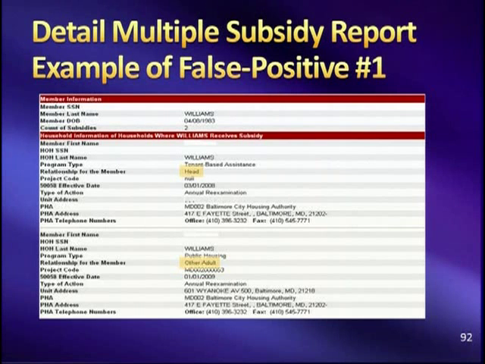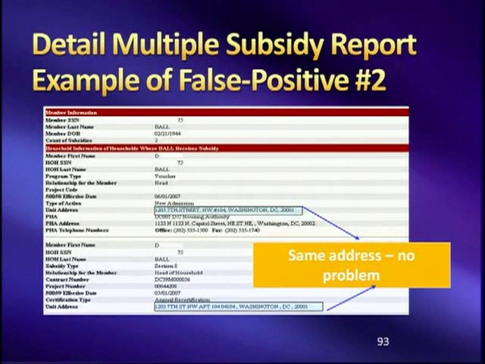Notice here, this is false positive example number 1, where the member is the head of household of one unit and member number 1 of a second unit. Notice the yellow highlights there. They're showing up in public housing, and then they're showing up in tenant-based assistance, which is your housing choice voucher program. False positive number 2 is where you have Ms. Ball, who has a housing choice voucher that she's using in a project-based Section 8 under the multifamily housing program. Notice that it's the same address, so you know that there's no issue. She's using her housing choice voucher at a project-based Section 8 that falls under the multifamily housing program.